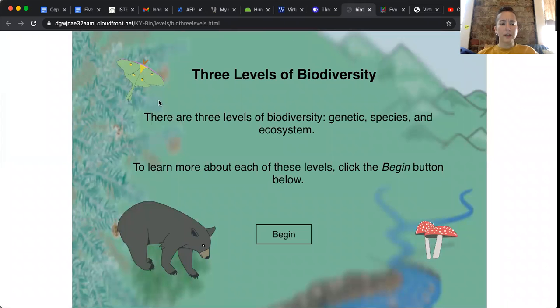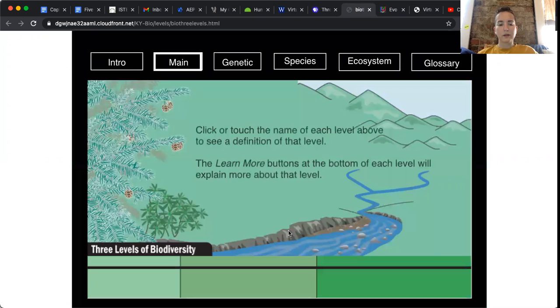And so it gives us a little overview of the three levels of biodiversity. And so it talks about genetics, species, and ecosystems. And then we're going to hit begin and go through it. So click or touch the name of each level above to see the definition of that level. And we can learn more also.